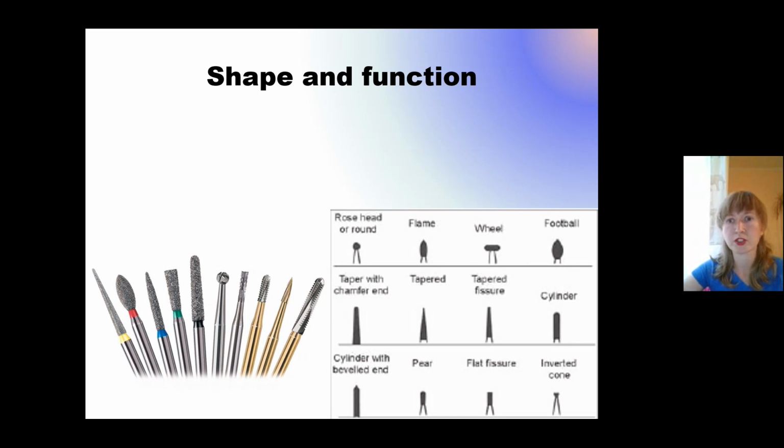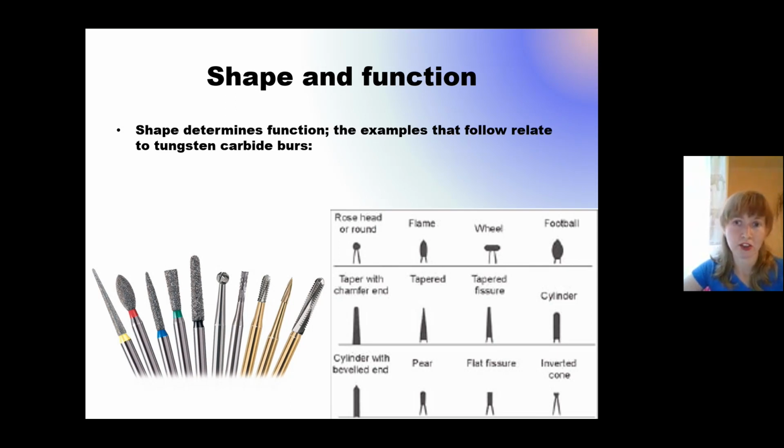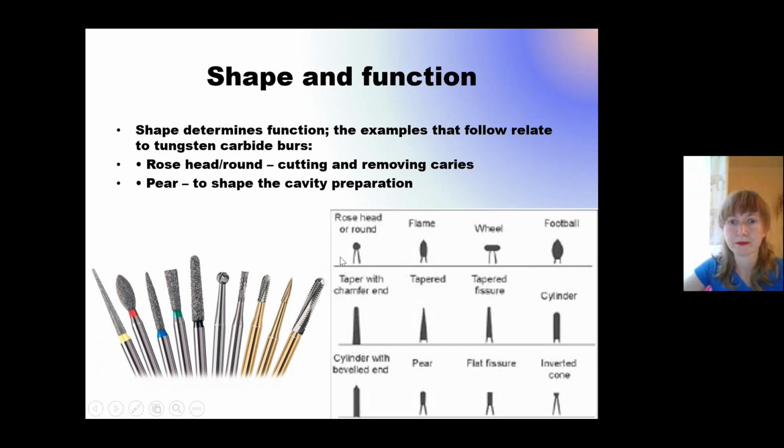Classification of burrs according to shape. Shape determines function. The examples that follow relate to tungsten carbide burrs. Rose head is used for cutting and removing tooth decay. Pear-shaped. Unfortunately, I'm not sure if here we have a pear shape. Okay, it can be some cylinder, for example. It is used for cavity preparation and for shaping walls.